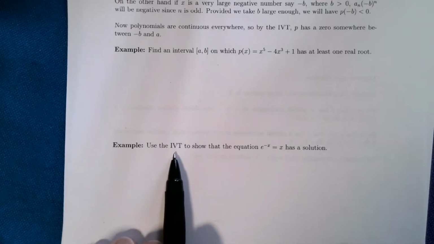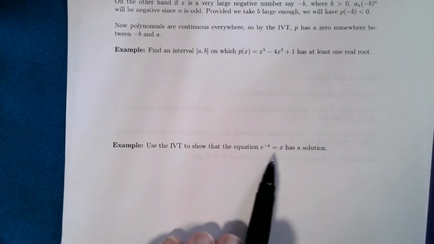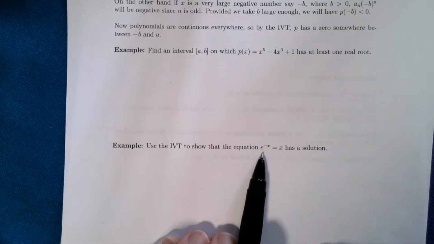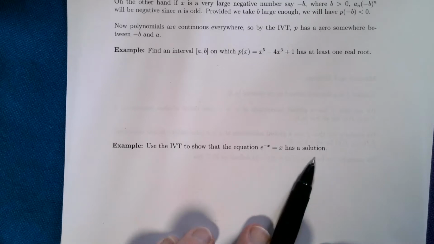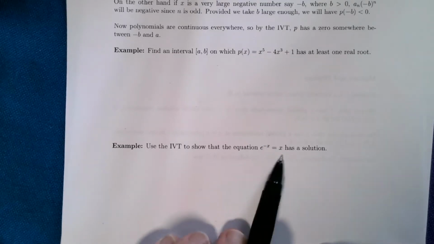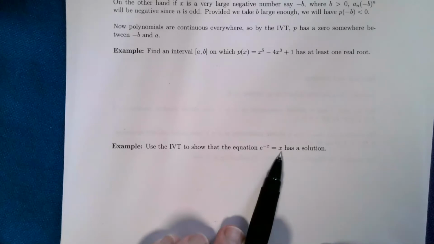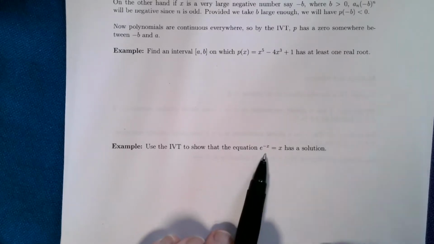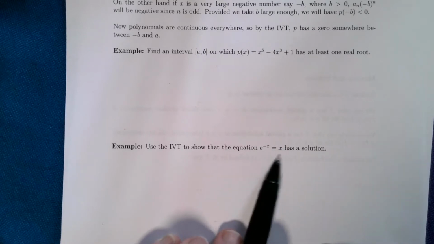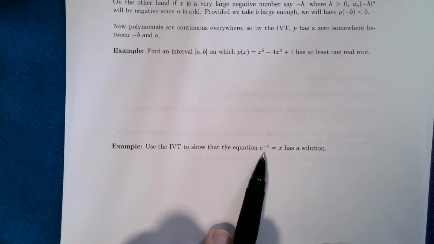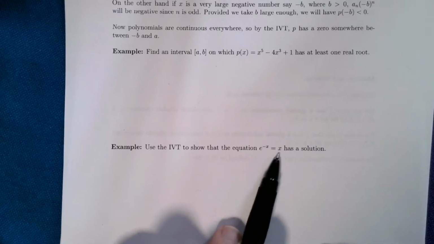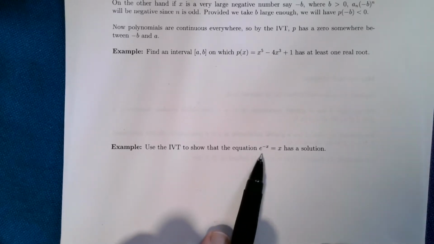We're going to use the intermediate value theorem to show that this equation, e to the minus x equals x, has a solution. Now you might like to play with this, but there's no easy way of actually finding the solution. You can try taking logarithms, but it doesn't help you greatly. There's no elementary way of finding the closed form of the solution of this equation. You can get approximate values, and we're going to prove that it does have a solution, but to actually explicitly find it is very, very difficult.